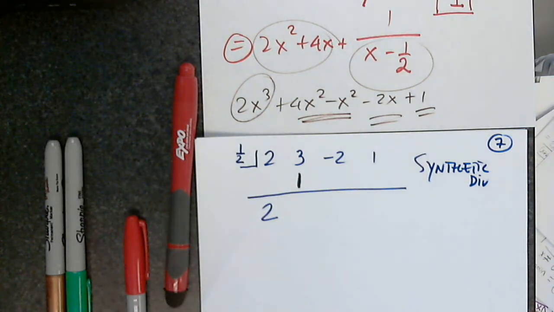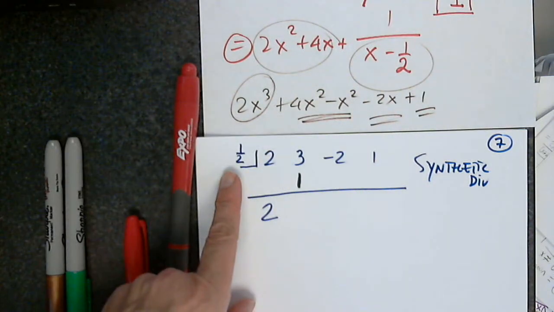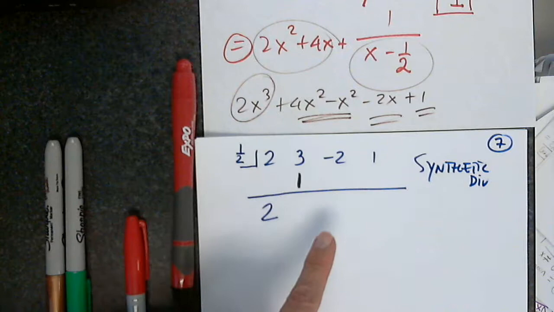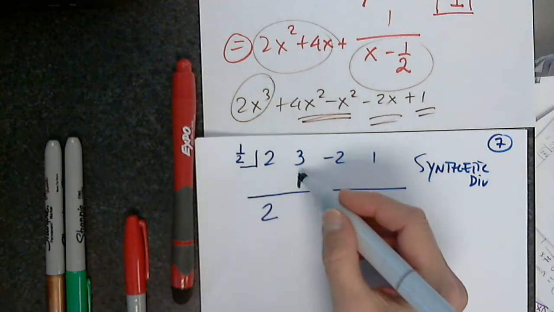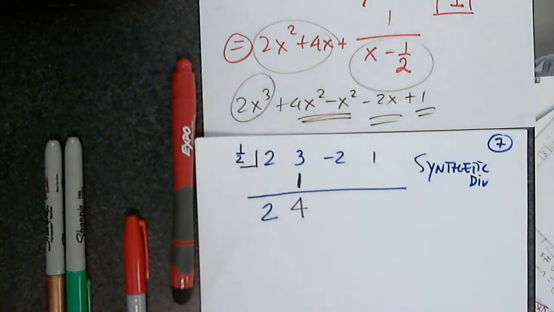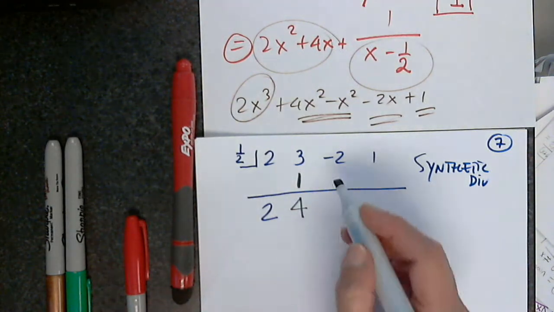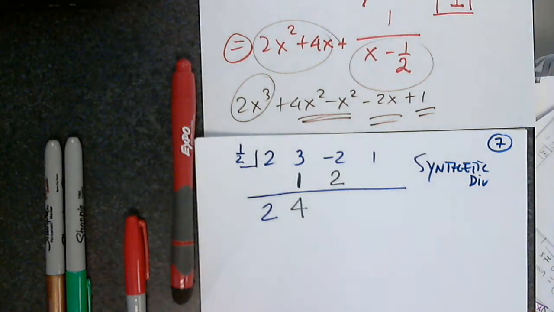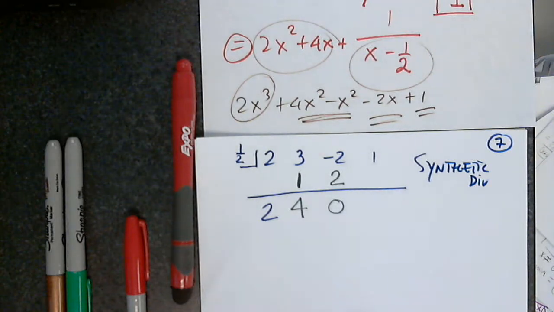And because I took care of all the sign changes by putting 1/2 here, we do not change any signs in the synthetic division ever. I perform the operations I see and I get a 4. Then I multiply 1/2 by 4 and I get 2, and I write it here. I perform the operations I see and I get 0.